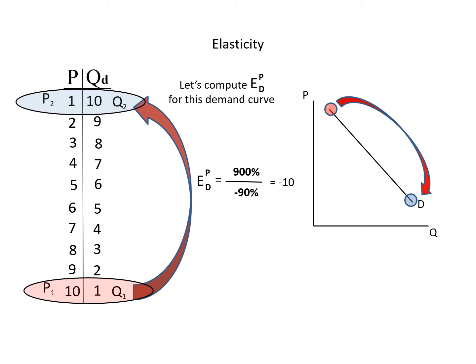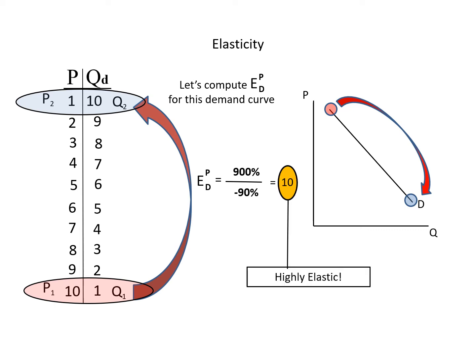Now that we have changed directions and are moving up the scale, the numerator in this ratio, the percent change in quantity, is now 900%. The denominator, the percent change in price, is negative 90%. This gives us a coefficient of minus 10. And since we're only considering the absolute value, the coefficient is 10. Pause this video and verify for yourself that these values are correct.